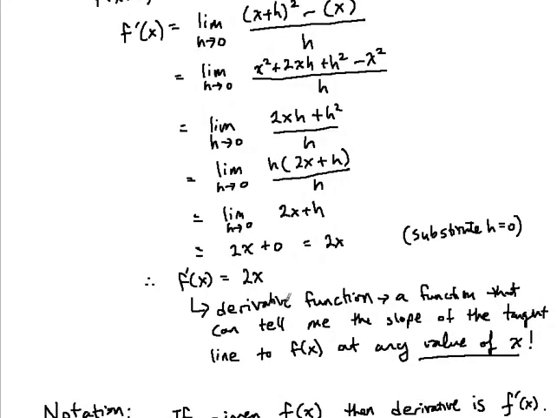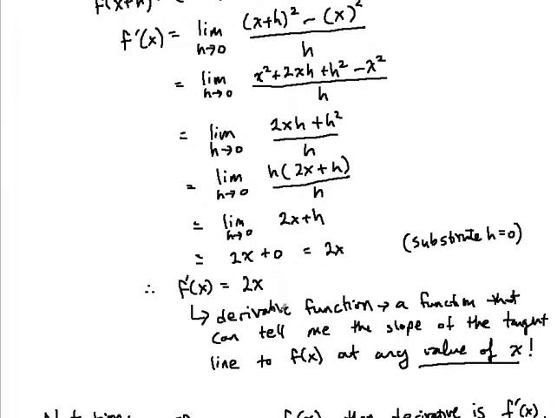All right, let's think about what that means. The derivative function is the function that gives me the slope of the tangent line to f of x at any value of x. So if I have x squared, the function 2x will tell me the slope at any x value here. If I said, find the slope at the point 1, the slope of the tangent line would be this line. If I plug in 1 into here, I'll get 2, and that would be the slope of this line.